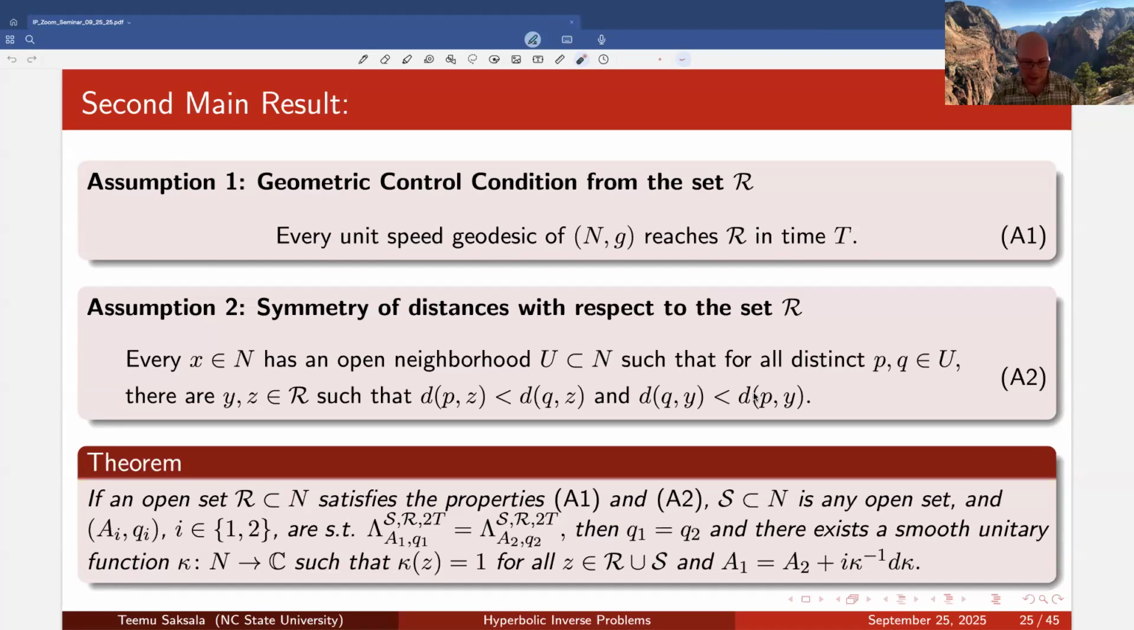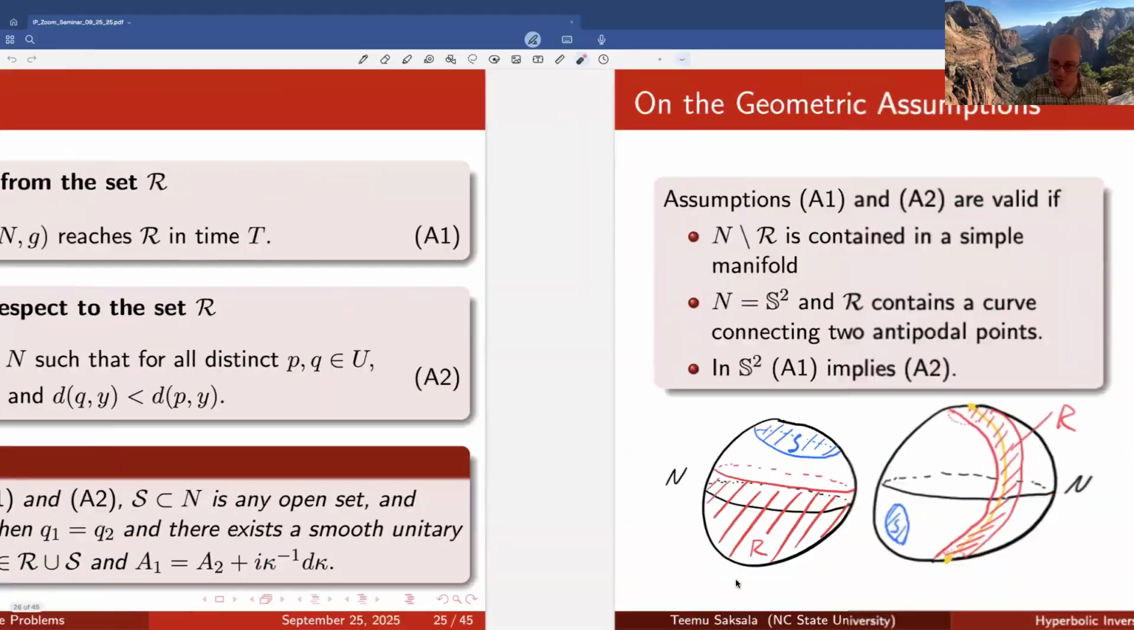And then what we proved very recently, which is actually something that we published on arXiv yesterday, is that if I have a manifold where I know the geometry, and I know that this receiver set satisfies these two geometric conditions, which by the way are independent of my A and Q, then if my source to solution operators are the same, then my zero order terms are the same, and there exists a smooth unitary function kappa, which is 1 in the set where I send and receive waves, and my magnetic potentials satisfy this equation.